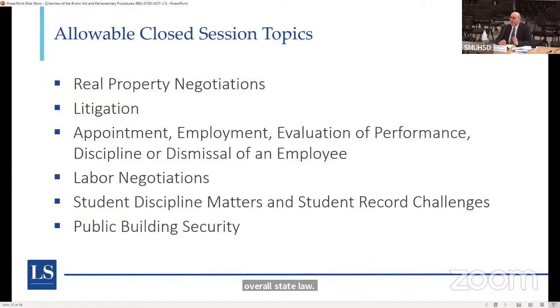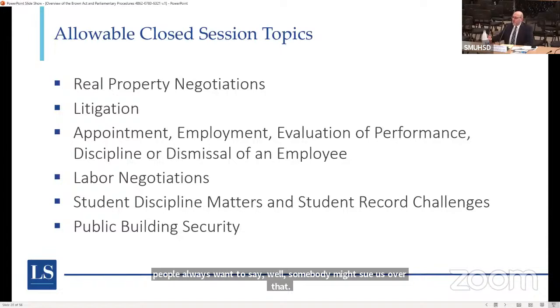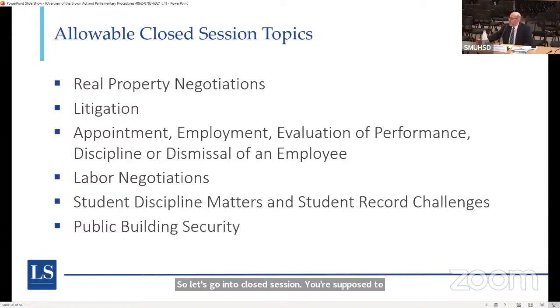There are specific ways that you have to agendize things for closed session. You have to at least come close to the safe harbor language that's laid out in the Brown Act. So it's important for the board to understand there are times you can't go into closed session. We can't come up with a way to do it. One of the big ones to think about is potential litigation. People always want to say, well, somebody might sue us over that, so let's go into closed session. You're supposed to really be faced with facts and circumstances where there's either an actual threat of litigation or a real possibility that litigation will occur before you go into the closed session. There are particular ways to agendize all of that.